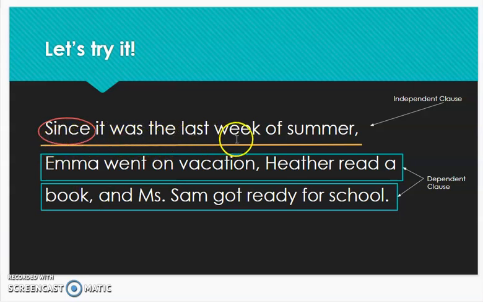Since it was the last week of summer. Well, what happened since it was the last week of summer? This happened. Emma went on vacation, Heather read a book, and Miss Sam got ready for school. Independent clause, dependent clause.